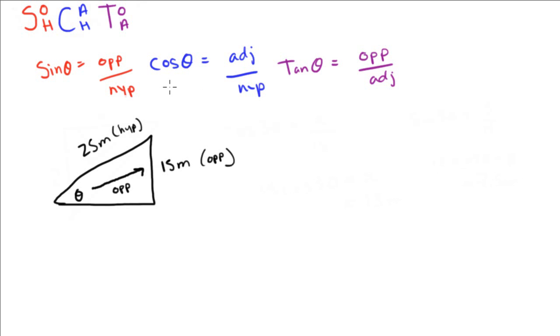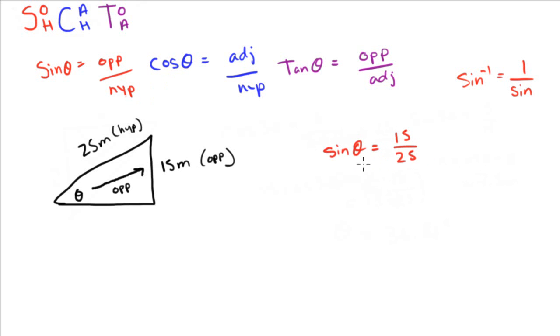So we have to look at which one has hypotenuse and opposite in the equation. It cannot be tan because it requires knowledge of the adjacent side right here, which we do not have. Same with the cos. So our only option here is to use the sine. We know that sine of the angle is equal to the opposite side over the hypotenuse side, the opposite side being 15 and the hypotenuse being 25.